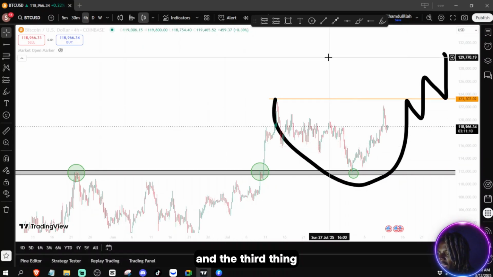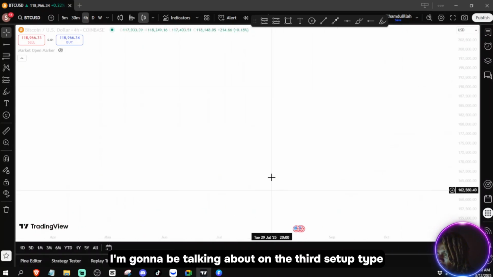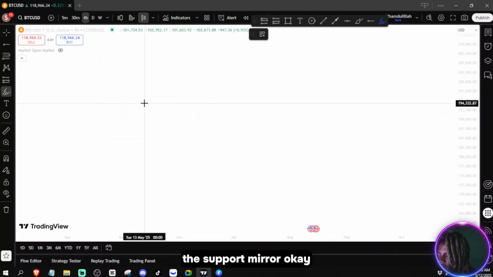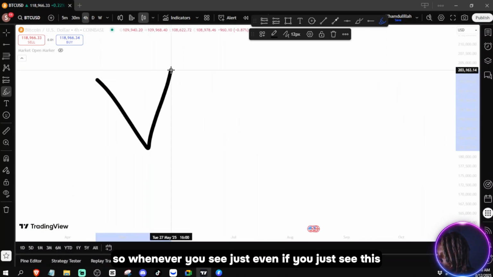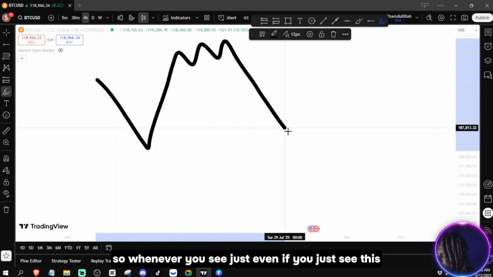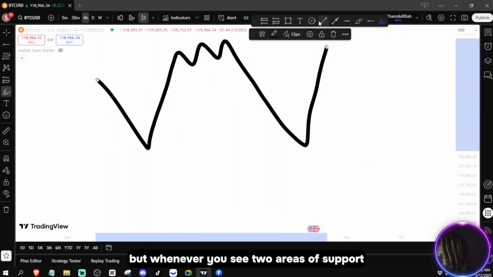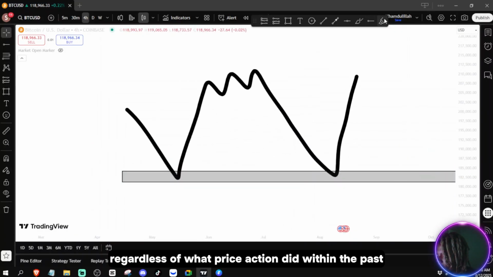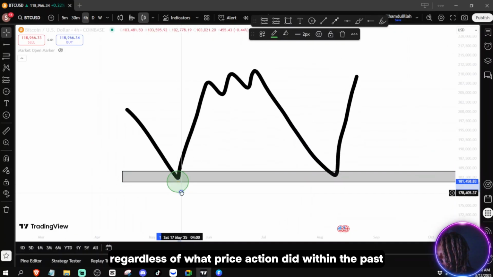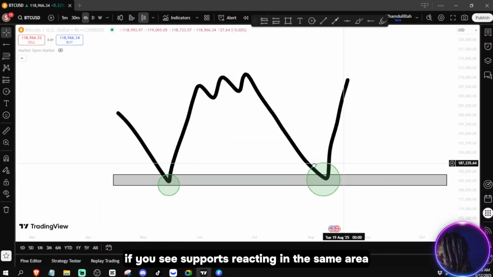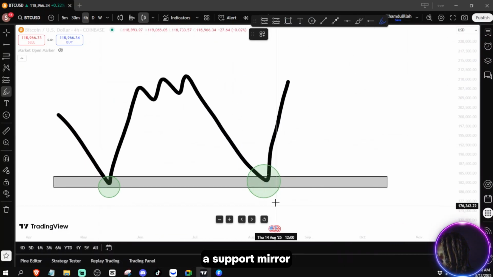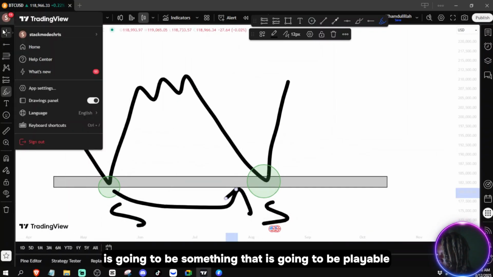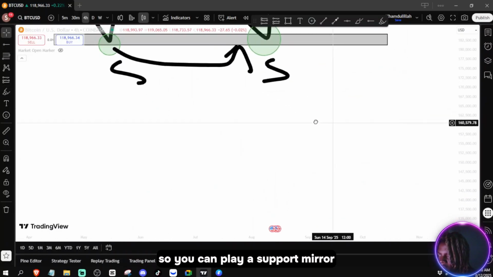Okay. And the third setup type is going to be called the support mirror. Whenever you see two areas of support reacting positively within the same area, regardless of what price action did in the past, a support mirror is something that is going to be playable. So you can play a support mirror.